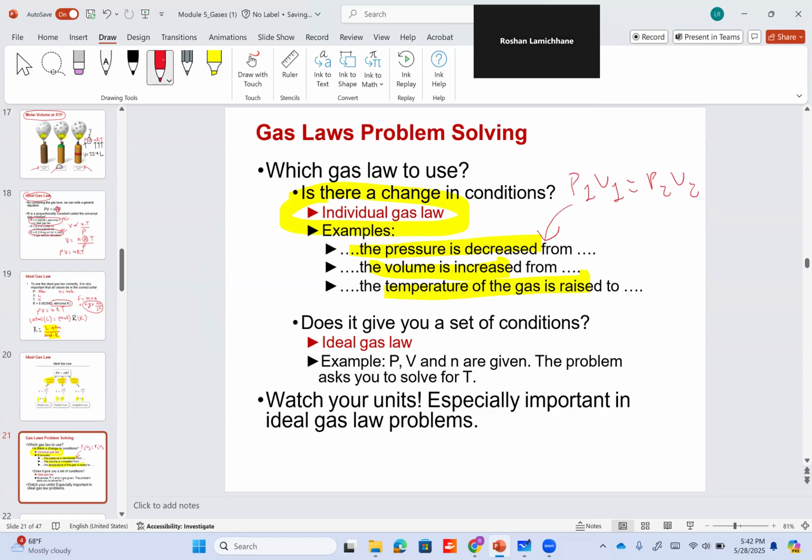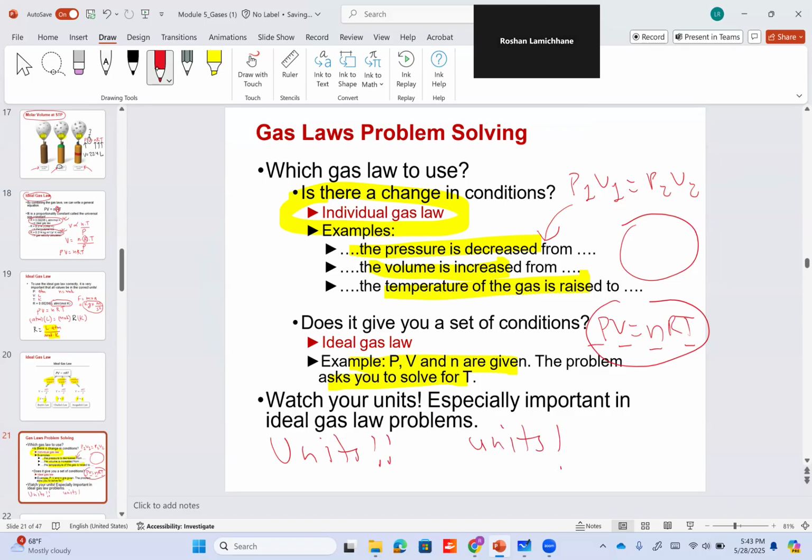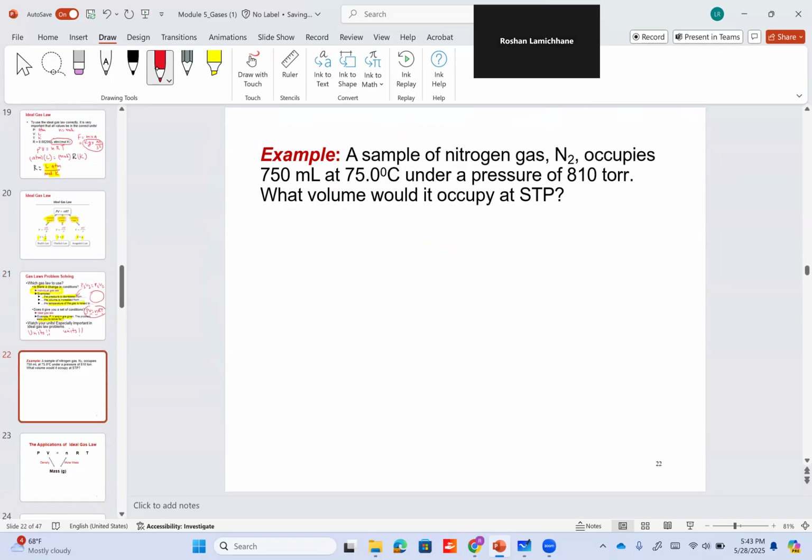But for the ideal gas law, PV equals nRT, this will be the case, meaning that out of these four variables, three will be provided to you. You will be asked to solve for the fourth. And that's how you know you'll be using this versus one of those individual gas laws. And one of the other most important things is to watch out for units. Really, really important in chemistry, physics, biology. All right, let's work through some of the problems now.